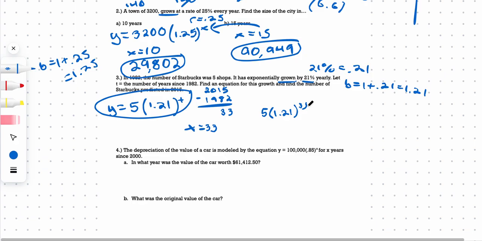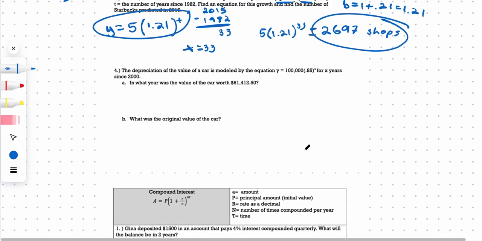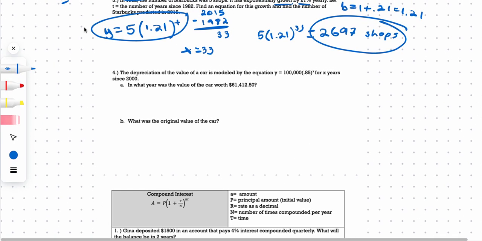1.1 to the 33rd power is like 539.4 multiplied by 5. And we get 2,697 shops, which is good. A lot of Starbucks shops. Okay. Let's do 4 now. Let's just keep on going through this.